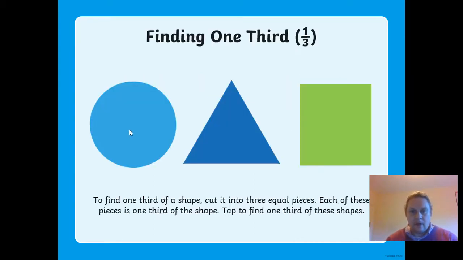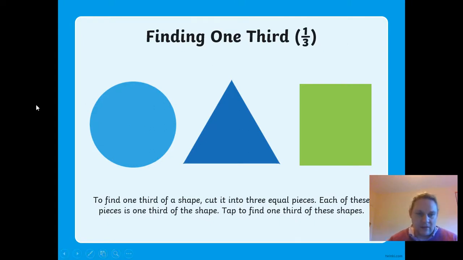Alright, finding 1/3. To find 1/3 of a shape, cut it into 3 equal pieces. Each of these pieces is 1/3 of the shape. Tap to find 1/3 of these shapes. So that was the main point that we were saying yesterday: if you need to divide something into fractions, whichever way you divide it, the pieces must be equal. So we've got to divide these shapes into 3 equal pieces.